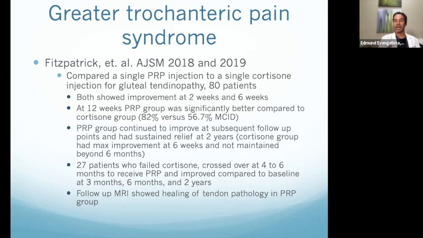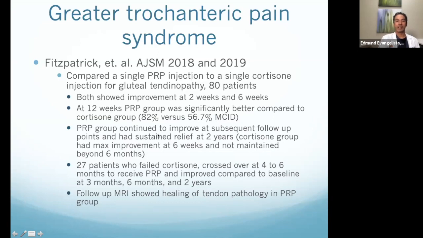And again, it was a double-blind randomized control, so the patients didn't know if they were getting cortisone or PRP, and also the doctors didn't know if they were injecting PRP or cortisone. So very good, high-quality study. And the patients were randomized to receive either one of those treatments. And they found that both groups of patients showed improvement at 2 weeks and 6 weeks. However, at 12 weeks, the PRP group was significantly better than the cortisone group. So 82% of the PRP group versus 56.7% of the cortisone group achieved MCID, which is minimally clinically important difference.